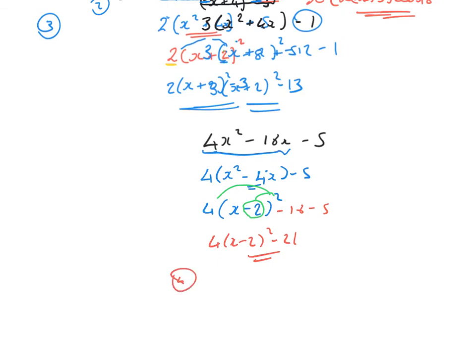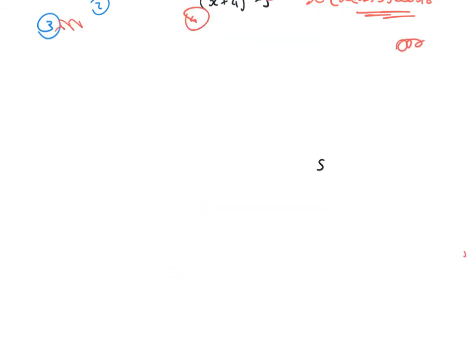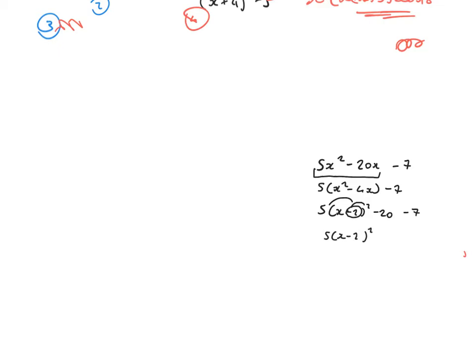Example 4. Okay, let's go for 5x squared minus 20x minus 7. Okay, take out the common factor of 5, bracket x squared minus 4x minus 7. Half the minus 4 down to a minus 2, create a square bracket, there's a 5 at the front. Minus 2 squared is 4, 4 times 5 is 20, get rid of 20, still need to take away 7. That will be 5 bracket x minus 2 all squared minus 27.